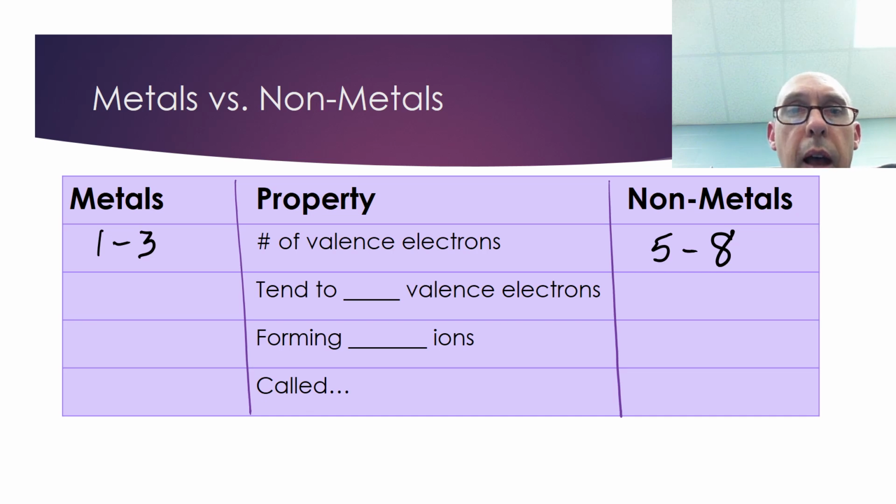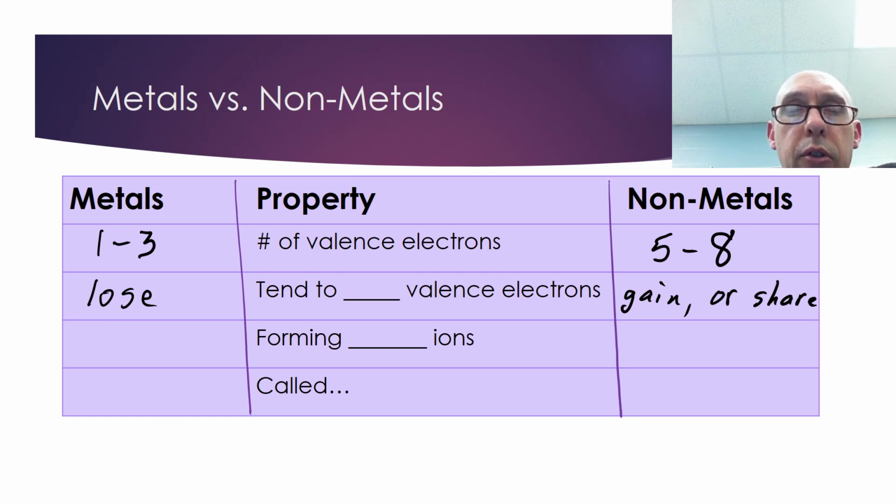Next, we're going to fill in that gap in terms of what metals and nonmetals tend to do with their valence electrons. Metals tend to lose valence electrons. Nonmetals tend to gain or share. So the nonmetals will be involved in that covalent bonding we mentioned earlier. Metals and nonmetals, when put together, will form ionic bonding. So the rest of this chart deals with ionic bonding primarily.